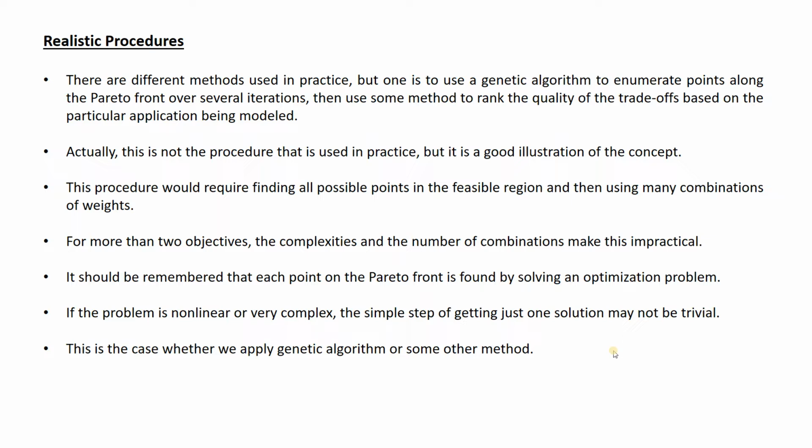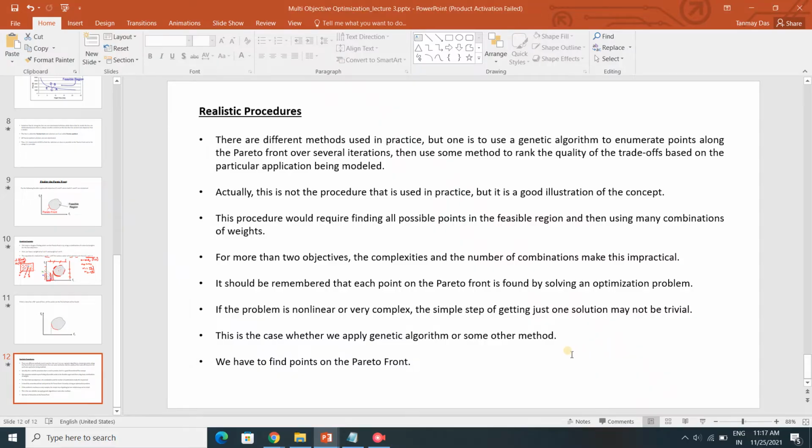So this is the case where we apply a genetic algorithm or some other method. In those cases the technique of Pareto optimality will not help us. We have to go for other approaches to find the Pareto front, because finding the Pareto front is important, but the weight function will not help us. So there are different techniques.